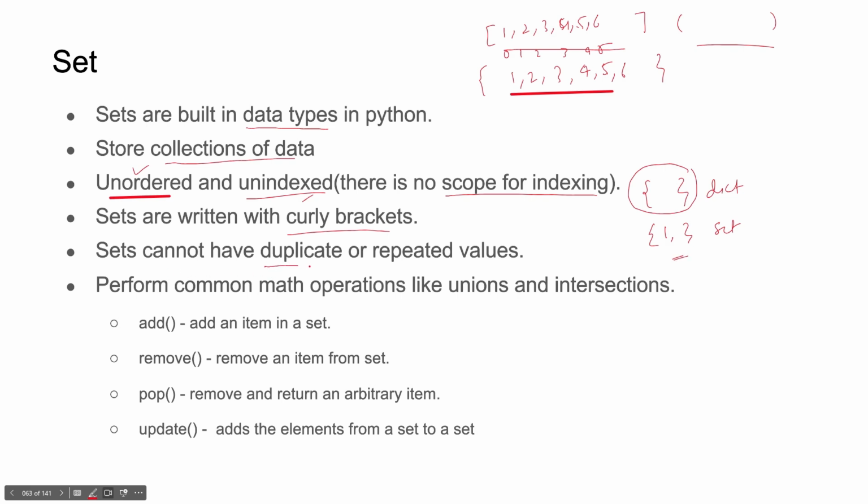Set cannot have duplicate or repeated values. That is a unique thing it has. And you can do operations like union and intersection. Union and intersection. That is why we need this set operation.